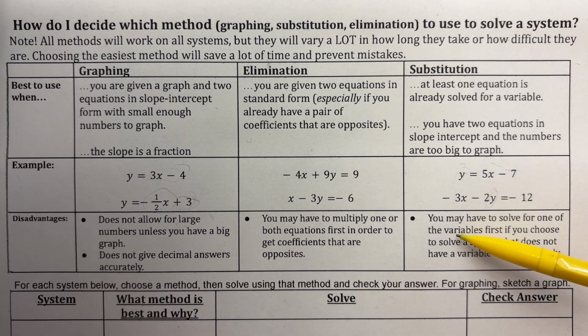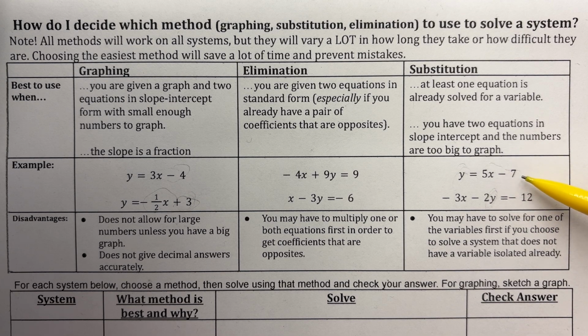You may have to solve for one of the variables first if you choose to solve a system that does not already have a variable isolated. So this was that extra credit assignment 11 if you did it. But with substitution, you have to choose carefully.